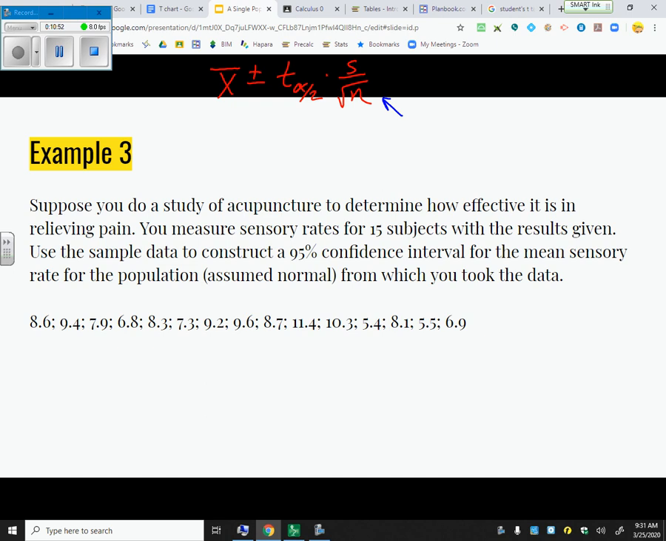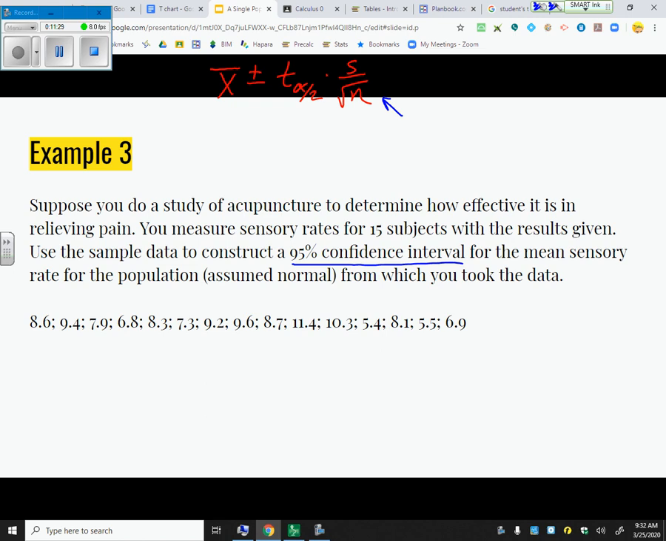All right. So everything's the same, but I'm wanting to find a 95% confidence interval for the mean sensory rate for the population from which I took the data. So if I was to get every acupuncture client, what are they called? Clients, I guess, that's been through this study, I'm wanting to know what their mean sensory rate would be. If I was to do all of them, again, that would be next to impossible. And since it's impossible, I'm going to have a range of numbers. I'm going to have a confidence interval for it.